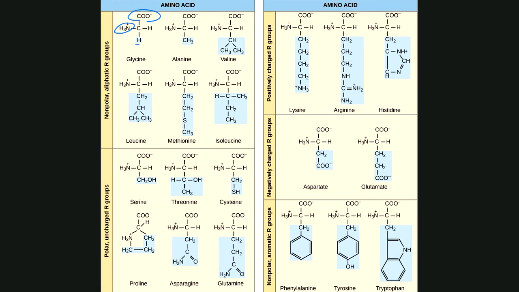So arginine over here, there's the amino group, there's the carboxyl group, and here is the R group. Okay, it's got a longer chain. Some of the R groups even form rings, okay, like in tryptophan, which is what is in the turkey when you eat it and it makes you sleepy.